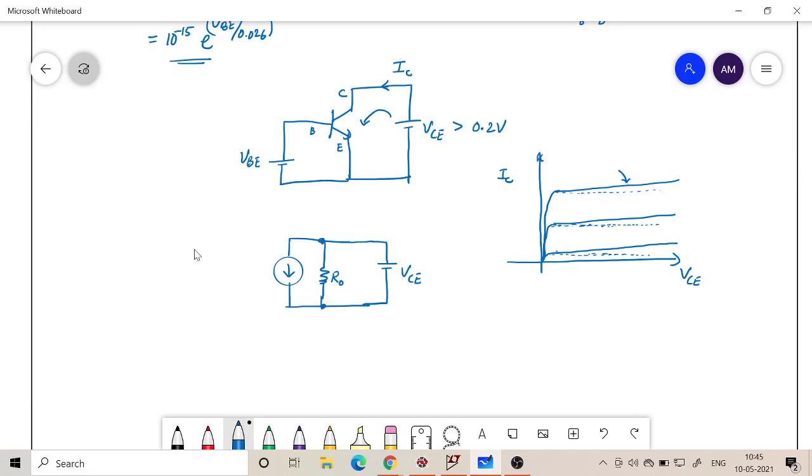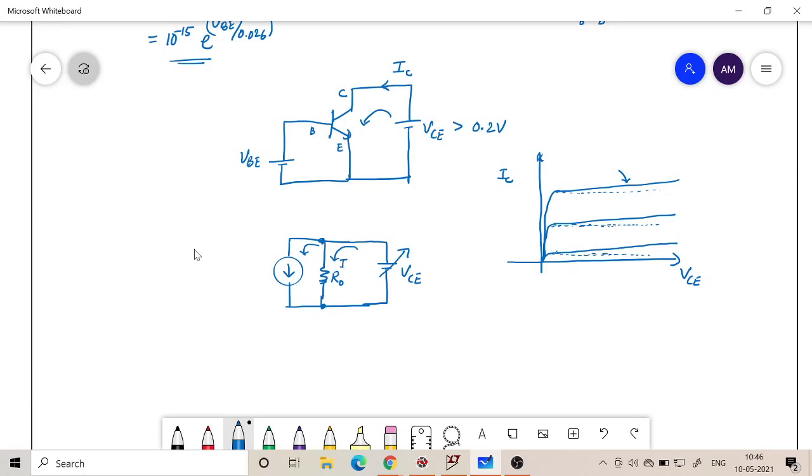We can model it like this. So as you increase this VCE voltage, if you vary the magnitude of this voltage, then the current, because of this resistance, the current that is flowing from the source will be divided into two parts. One portion will go through this current source, and whatever is going through that portion is fixed. That will be fixed by the magnitude of the current source, and there is an additional current which is going to flow through the R0. And that current changes.